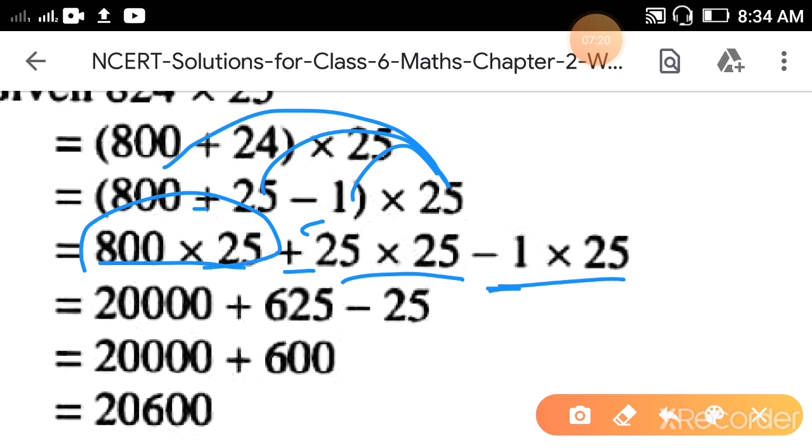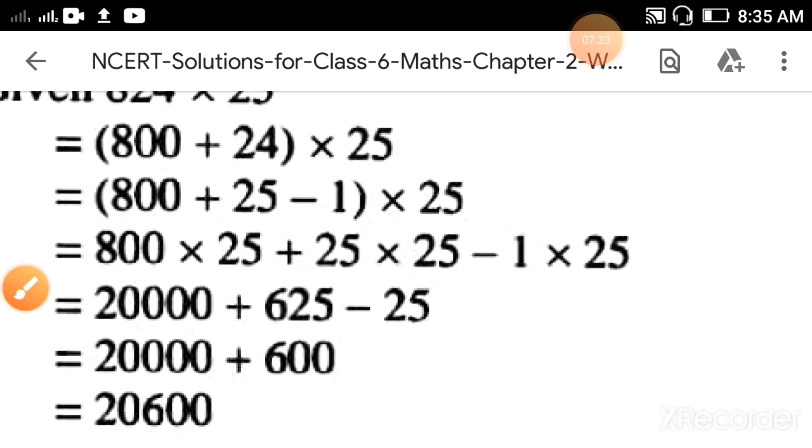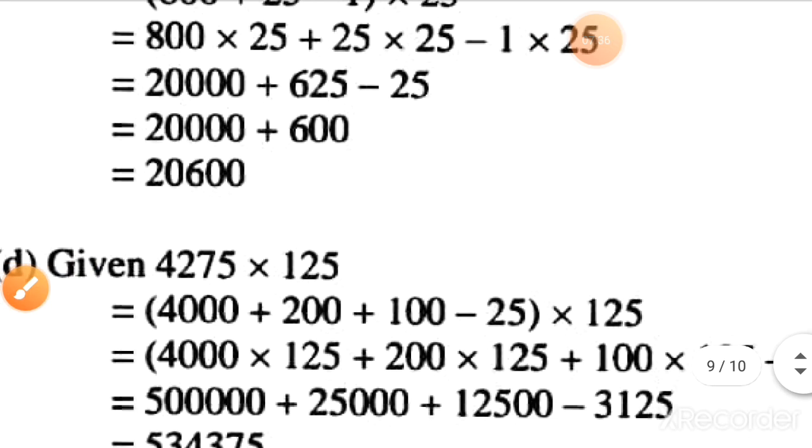Now multiplication: 25 8s are 200, so 800 into 25 is 20,000. 25 into 25 is 625. 25 1s are 25. Now the addition and subtraction is easy, try it yourself.